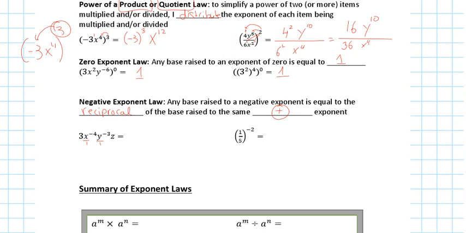The x to the power of negative 4, I'm going to have to flip. So it becomes 1 over x to the power of positive 4. Okay, so reciprocal and make it a positive exponent. How about the y to the power of negative 3? So 1 over y to the power of 3. How about z? As is.